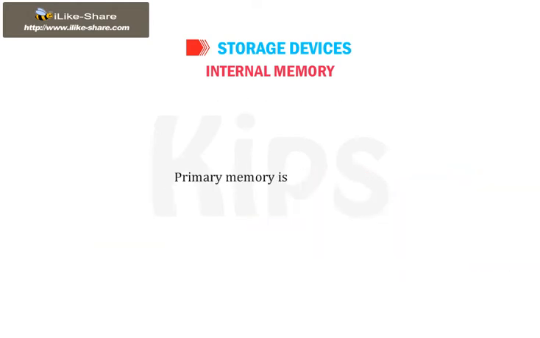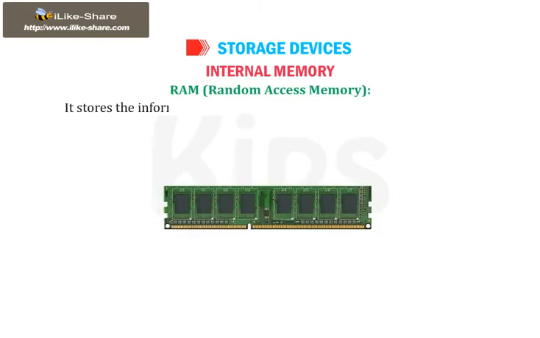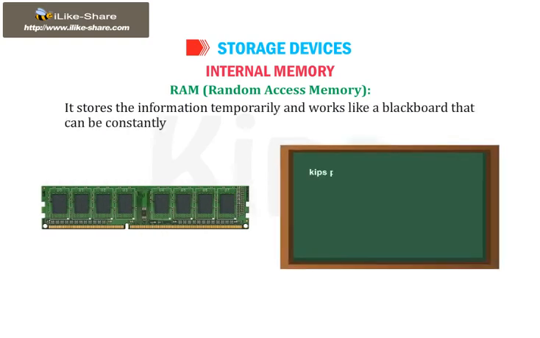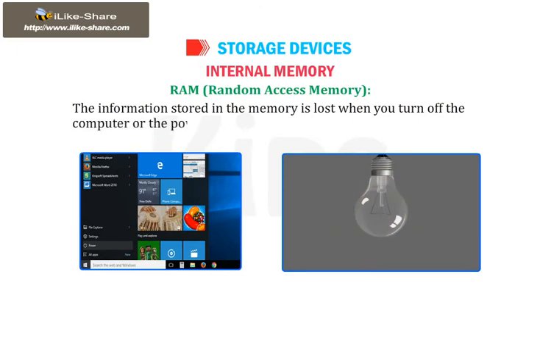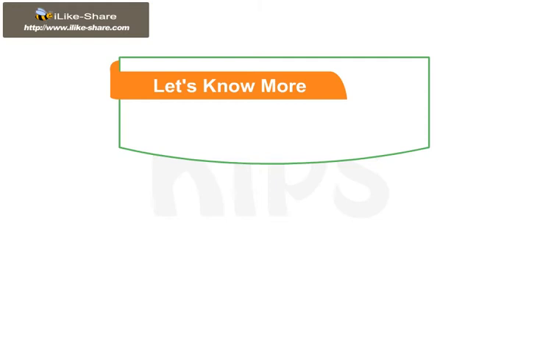Primary memory is of two types. RAM, random access memory. It stores the information temporarily and works like a blackboard that can be constantly overwritten with new data. The information stored in the memory is lost when you turn off the computer or the power goes off.